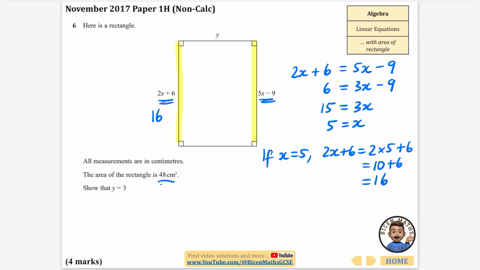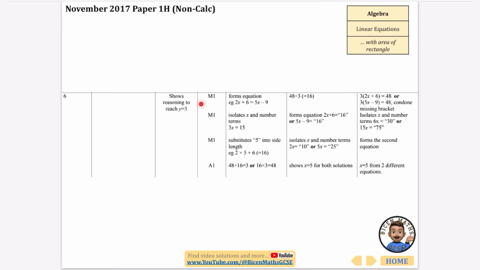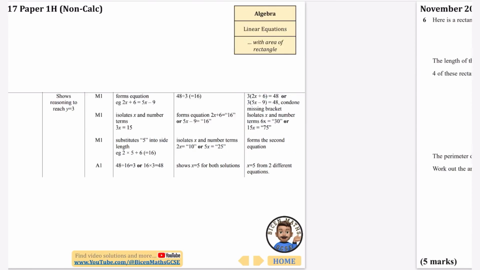Because the area is 48, I can do 48 divided by the length or the height that we've got here. If I do 48 divided by 16, I will find out what y is equal to. And 48 divided by 16 is 3. So y is equal to 3 because y is 48, the area, divided by this part that we've got here. And it's a show that question, so we actually know that we've got this right. But this is the mark scheme and where all the marks come from.